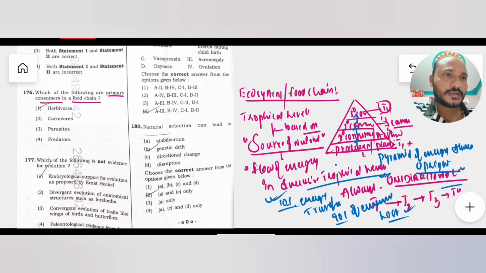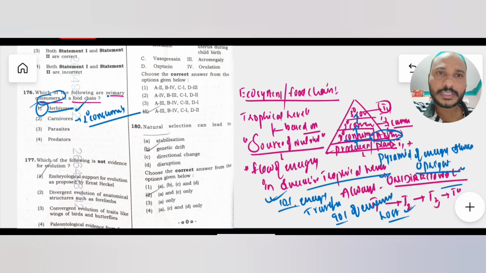Okay, and here we have to choose. Primary consumers are always herbivores. So the right answer is herbivores. Carnivores are secondary consumers. Parasites and predators may be at different levels in different food chains. So the primary consumer of a food chain is always herbivores. Right answer is 1 for question 176.